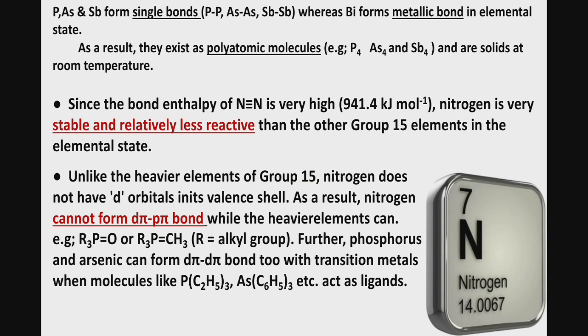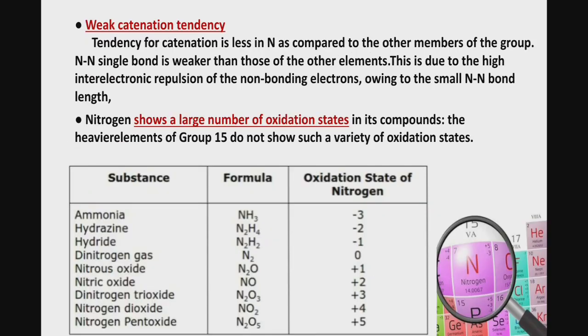Further, phosphorus and arsenic can form d-pi bonds too with transition metals when molecules like P(C2H5)3 and As(C6H5)3 act as ligands. Now, weak catenation tendency.